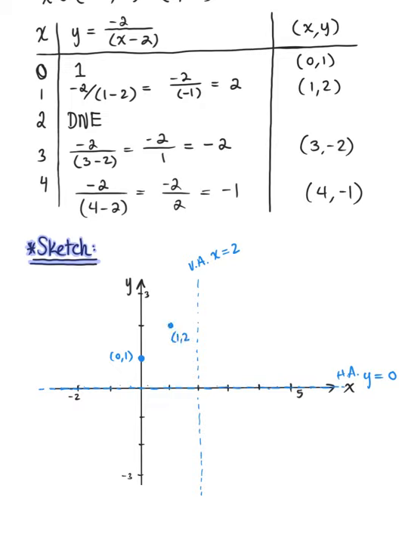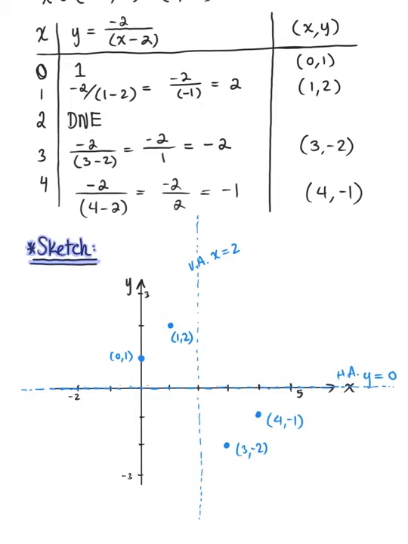Beautiful. And we also have two additional solution points. When x is 3, y equals -2. So there's our point (3, -2). And last but not least, when x is 4, y is equal to negative 1. So in order to sketch the graph now, we need to connect these ordered pairs with a smooth curve. Now, keeping in mind that these curves cannot cross the vertical asymptote nor the horizontal asymptote in this case. So we'll extend them out to remind us.